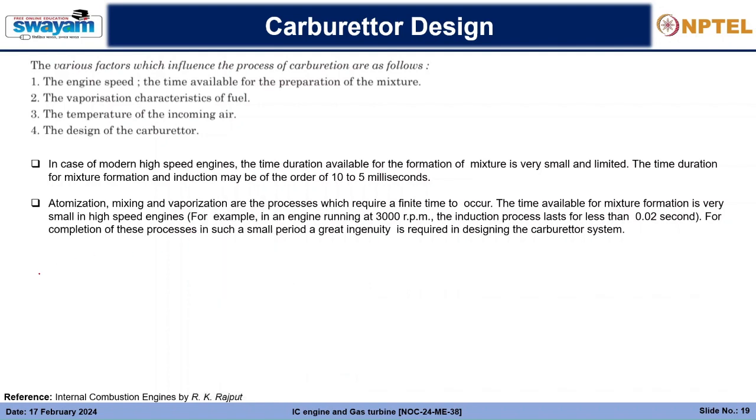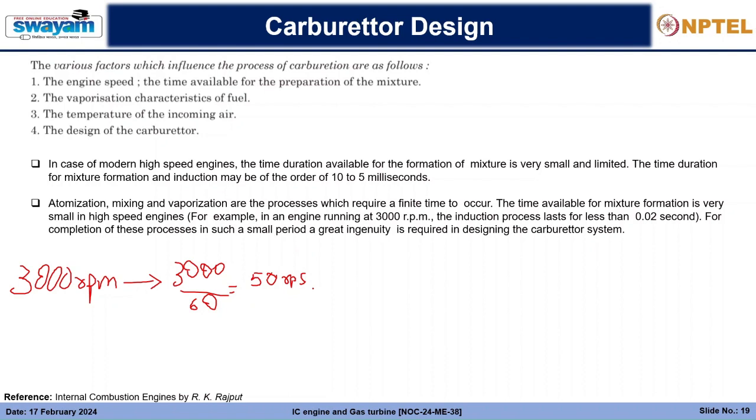So we are given 3000 rpm, right? So 3000 revolutions per minute. If we convert it to revolutions per second, 3000 divided by 60 is equal to 50 revolutions per second, right? So 50 revolutions per second.